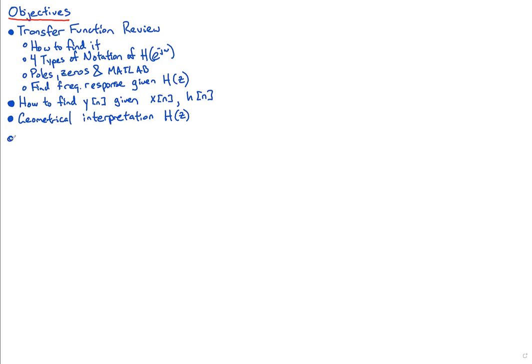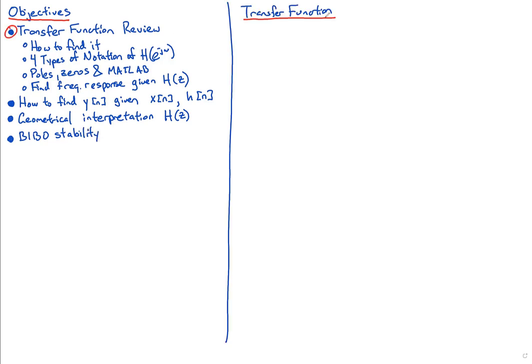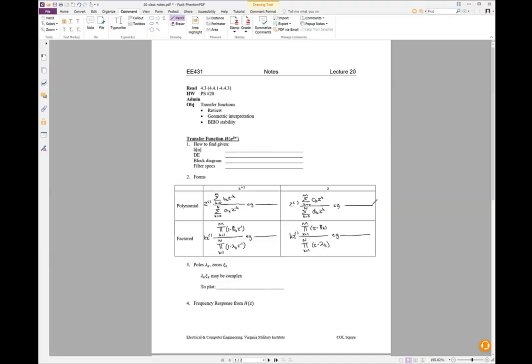And then the very last thing we'll talk about is different ways to determine if your system is BIBO stable, so BIBO stability. Let's begin by talking about this transfer function review. I've got a handout here, and this is an outline of what we're going to talk about today too.